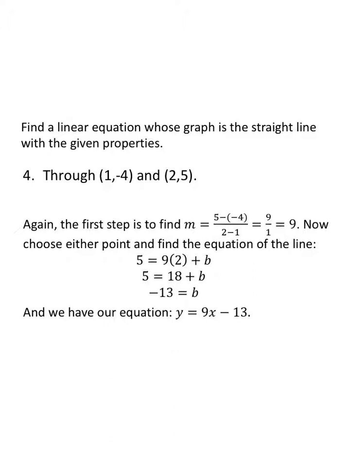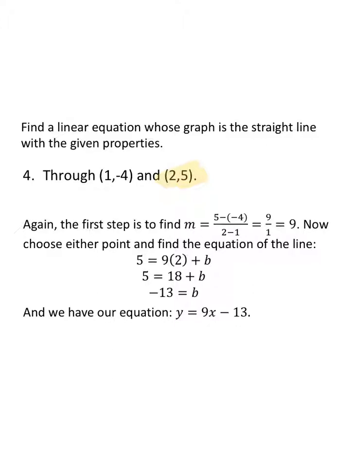Found our slope, awesome. Now we can choose either point, and I'm going to choose the one that has all the positive values. That way I don't have to worry about subtracting negatives and getting all confused. So my y value is 5. My m value is 9. I just found it. My x value is 2, plus b. 9 times 2 is 18. If 5 equals 18 plus b, I can subtract 18 from both sides. 5 minus 18 is negative 13, which equals b. We have our m. We have our b. We can write the equation of the line.